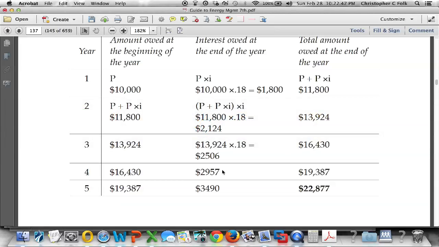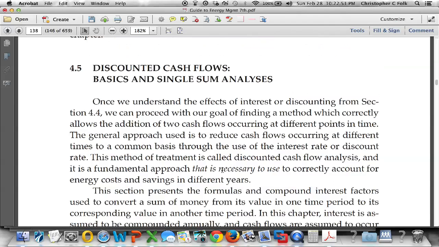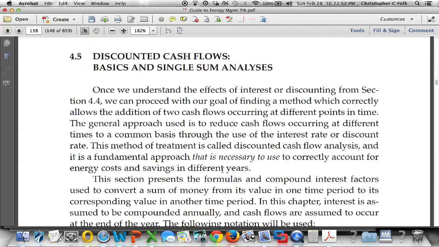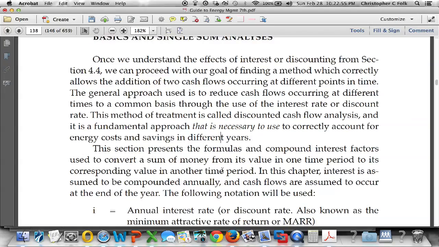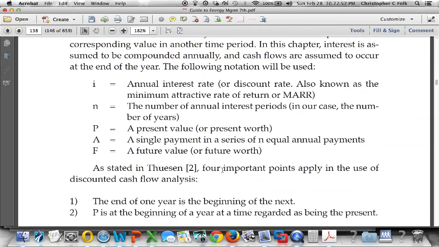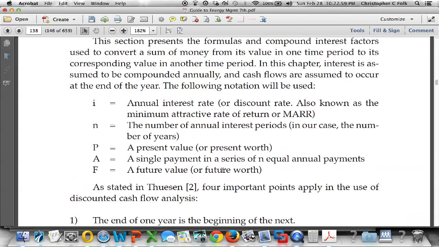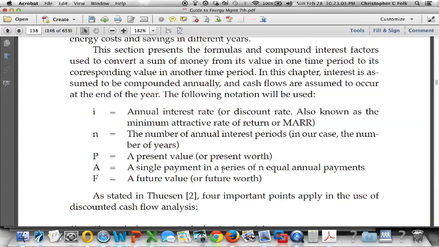Let's move back to the textbook. These are the values that were listed before. I skipped over this page because frankly, I didn't think it belonged there. So here are the letters that we're going to be using.